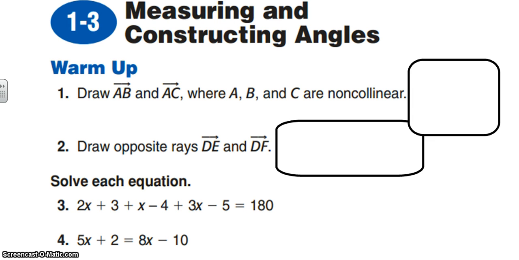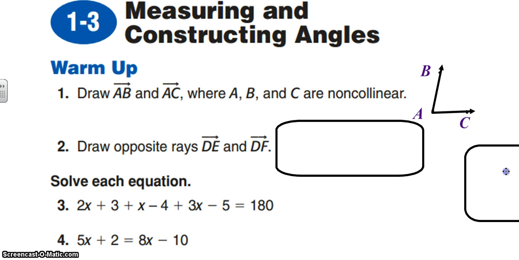Okay, so in question number 1, you were to draw ray AB and ray AC, where A, B, and C are non-collinear. So if you were to draw those, you would have ray AB and ray AC, and of course your rays could be configured differently, but they both begin at this endpoint A, right? And A, B, and C are non-collinear, so the one arrangement that you may not have is a straight line, where A, B, and C are all on a straight line. Otherwise, if you have two rays coming off of an endpoint A, you got it right.